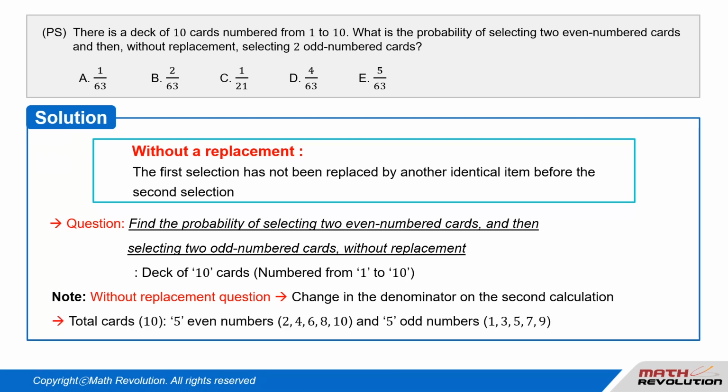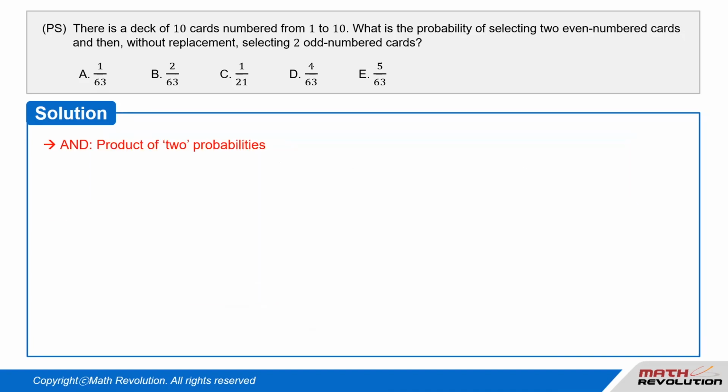There are 10 cards in total, 5 of which have even numbers, 2, 4, 6, 8, and 10, written on them, and the remaining 5 have odd numbers, 1, 3, 5, 7, and 9, written on them. This is another AND question, so we have to find the product of the 2 probabilities.